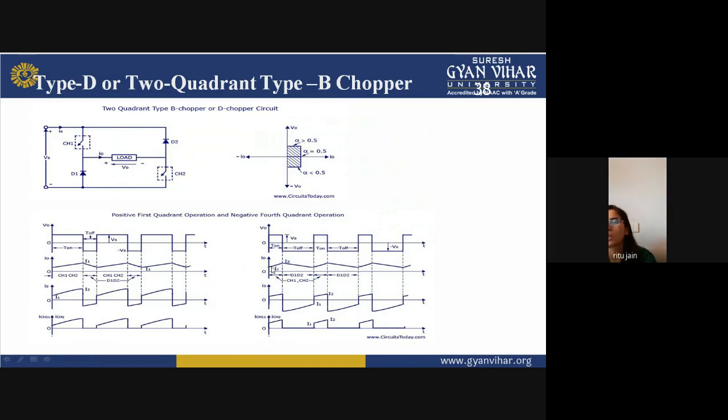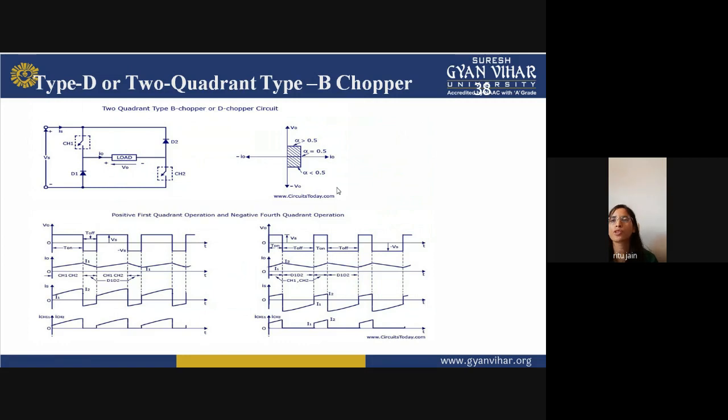And the output voltage: you can see when CH1 and CH2 are on, the output current is your I1. When diodes D1 and D2 are on, the output current is your I2, and the output voltage in this case is positive V, and in this case the output voltage is negative. So we can say that in type D chopper, you are getting positive and negative voltage as well as positive and negative currents.